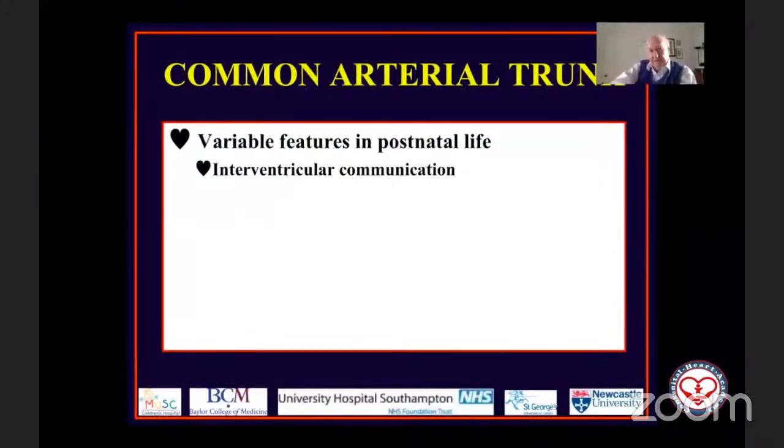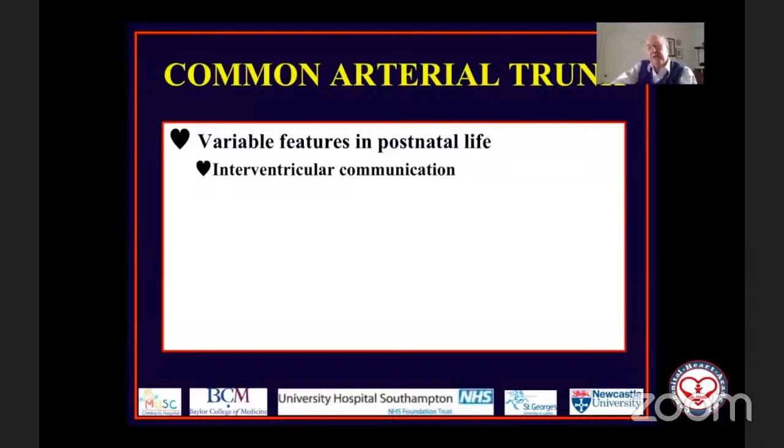You've seen the variance, but you all know full well that in the majority of cases, there is the typical common arterial trunk in which the truncal valve guards that common ventricular arterial junction, but there is the potential for shunting both at arterial level and ventricular level. So now we're going to look at the variations you might find in your clinical practice. And the first thing we have to look at is the nature of that interventricular communication.